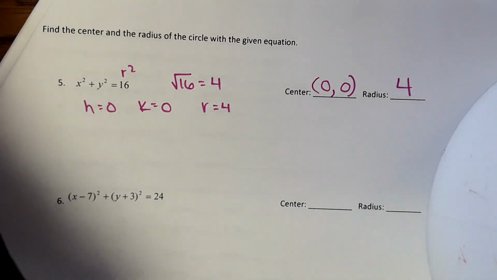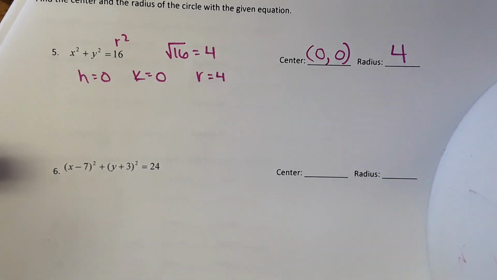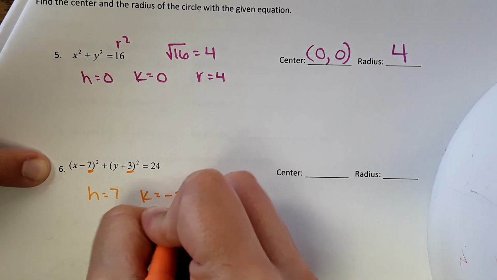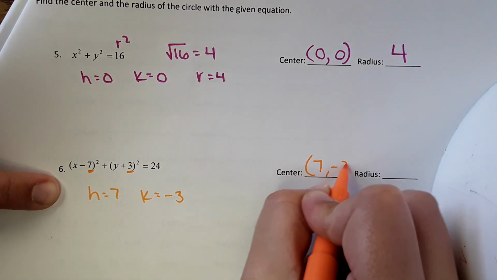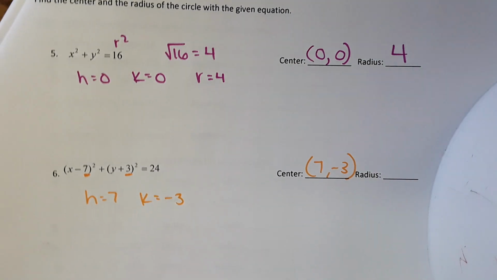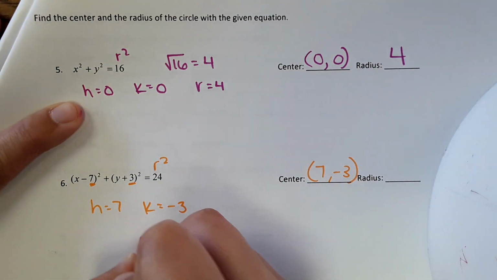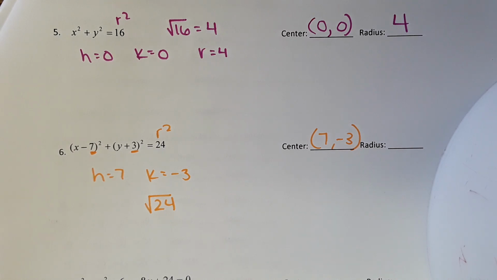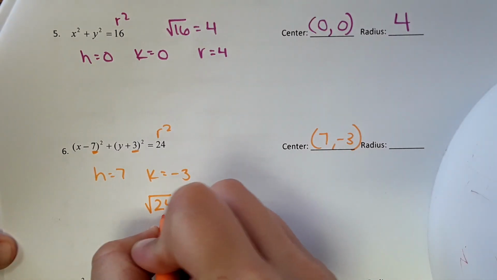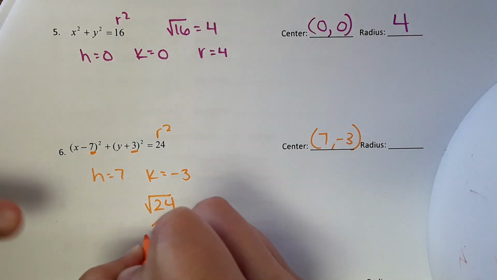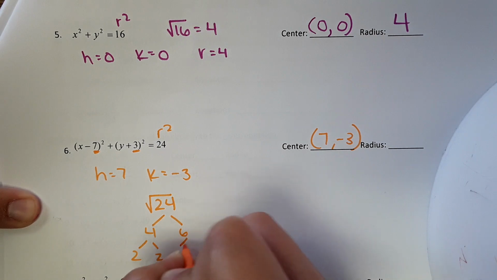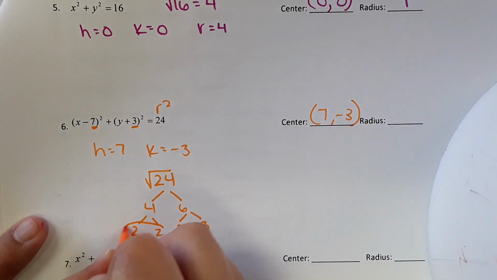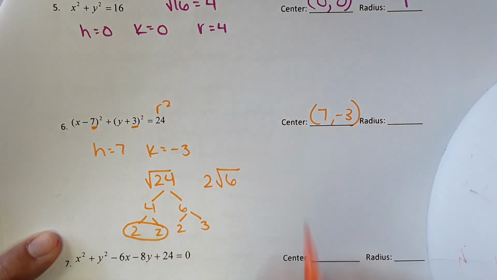Pretty simple. Okay, next one, center, 7, and then this would be a negative 3, so h equals 7, k equals negative 3. So the center is at 7, negative 3. Then for radius, this is r squared, square root of 24. Yikes. There's no perfect square for that. We're going to simplify it, just bringing back some old skills. Break this up, 4 and 6. Taking this out, and it'll be 2 square root of 6.